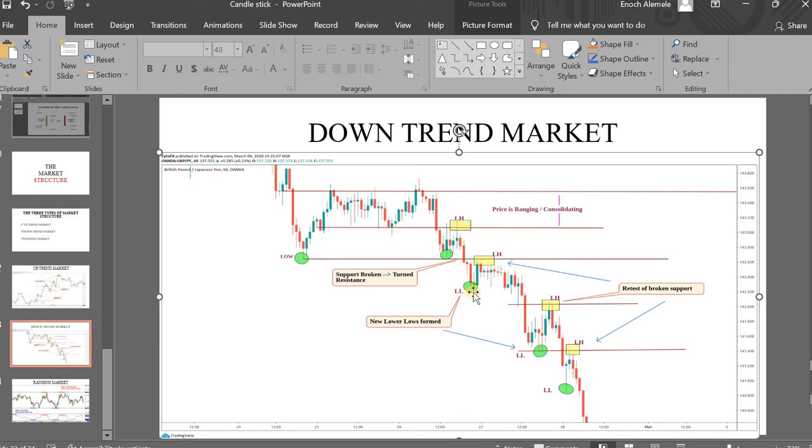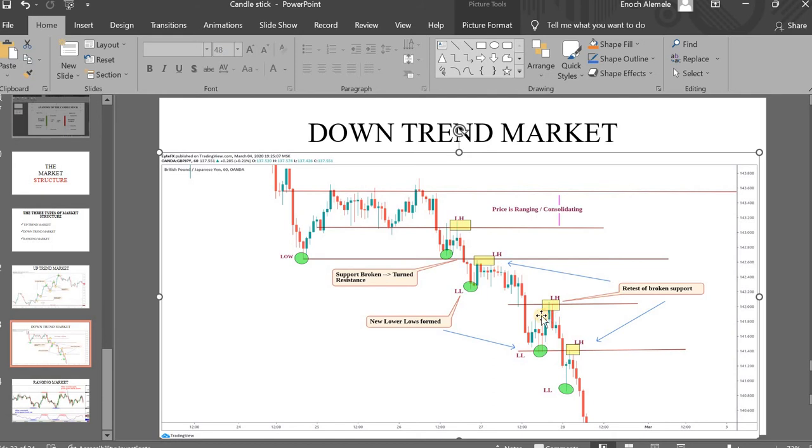Then as it forms a lower low, you take profits. Okay, you get out of the market, and then you wait for it to retrace back to the previous support, which is now serving as a resistance. Then you sell at this point, and then you wait for it to form a lower low, and then you get out of the market.